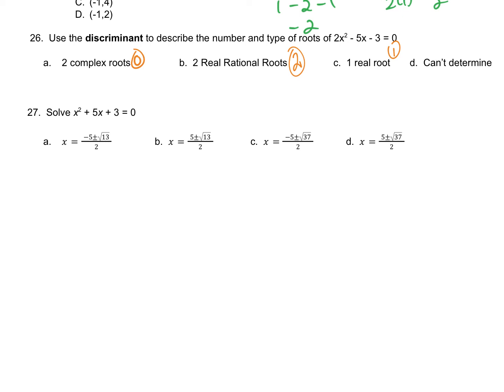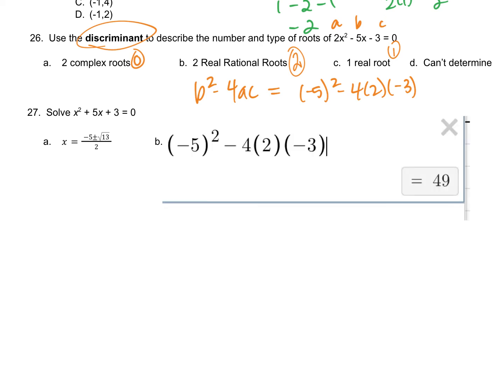The other thing we can do, which is use the discriminant, is that b squared minus 4ac, part of the quadratic formula. So a, b, and c are right here, so we're just going to plug it in. So -5 squared minus 4 times 2 times -3. And I'm not going to bother doing that in my head. I'm going to type that in my calculator. So I plug all that in, and I get 49. So that tells me that it is 2 rational roots.